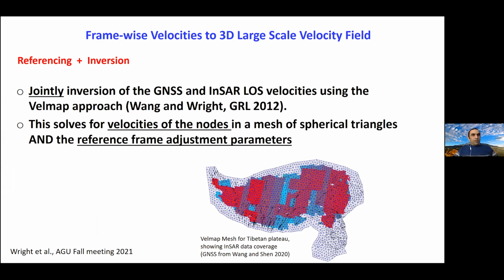So the next study area is central Tibet. Unlike Turkey, we do not have a dense GPS network here. So in order to avoid this sparse GNSS interpolation problem, the referencing and the inversion process were performed in a single step. This means that the inversion process solves for both the reference frame adjustment parameters, as well as the velocities of the nodes in the mesh, as you can see the mesh at the bottom of this page. So both steps are being performed simultaneously.